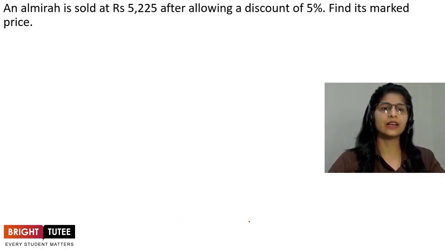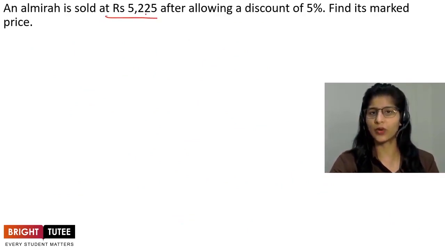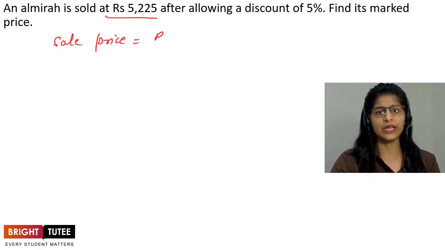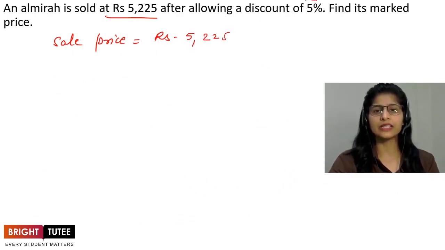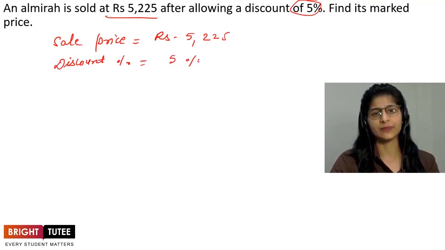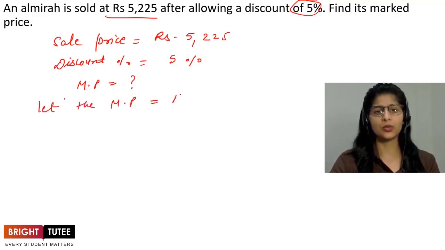Okay. Just see here another question. Here they are saying an Almirah is sold at rupees 5,225. So sale price is given. What is the sale price? Rupees 5,225, after allowing a discount of 5%. What is discount percent given to us? Discount percent is 5%. We have to calculate the marked price. Okay, so let's suppose let the marked price be rupees X. Okay, then discount is 5%.